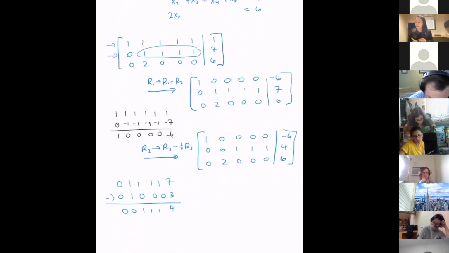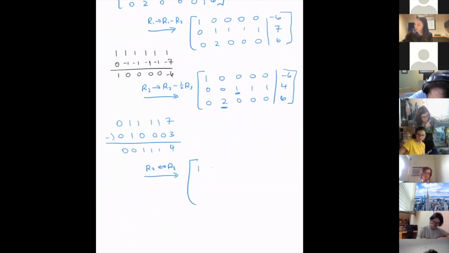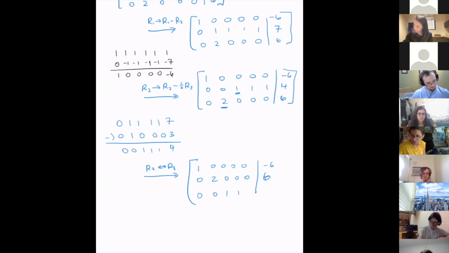And then what we have is our leading entry here is more to the left than our entry before it. So we want to swap those two rows, right? We'll go ahead and swap those now, so row 2 and row 3. We'll just flip the order. And then 0, 2, 0, 0, 0, 6, and 0, 0, 1, 1, 1, 4.